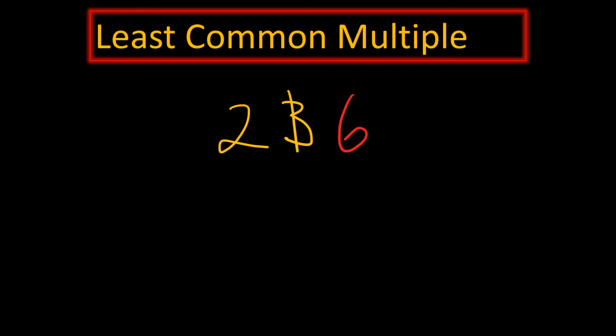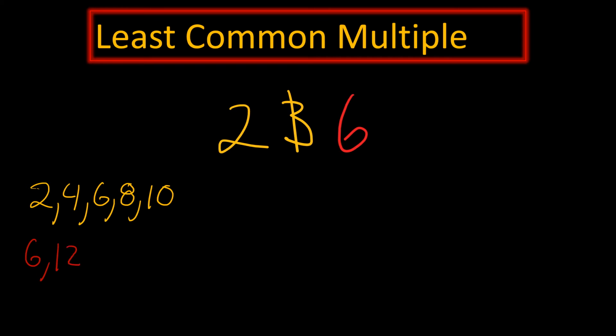So in order to figure this out, we first list our multiples of 2: 2, 4, 6, 8, 10. And now we list our multiples of 6: 6, 12, 18, 24, 30. Now we simply look at the list of multiples of 2, and we look at our list of multiples of 6. And we see the lowest one that they have in common is 6. So 6 will be our LCM in this example.